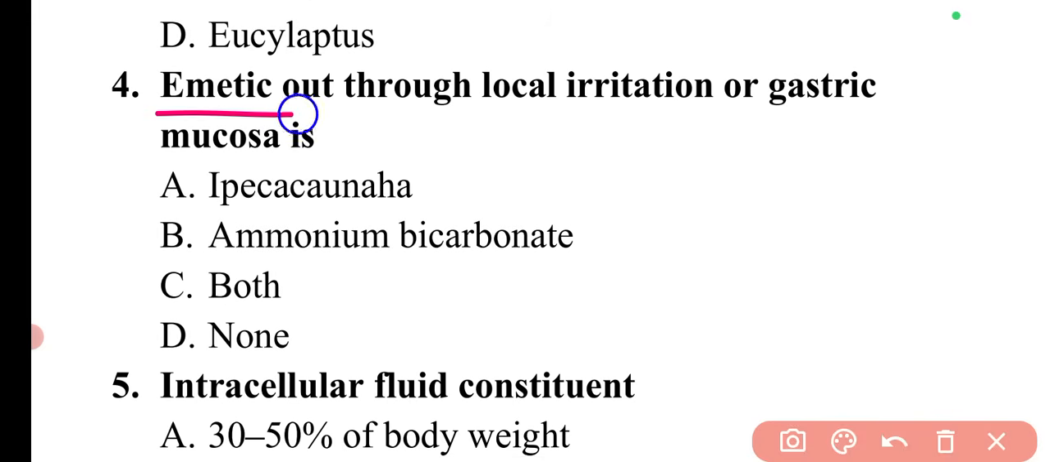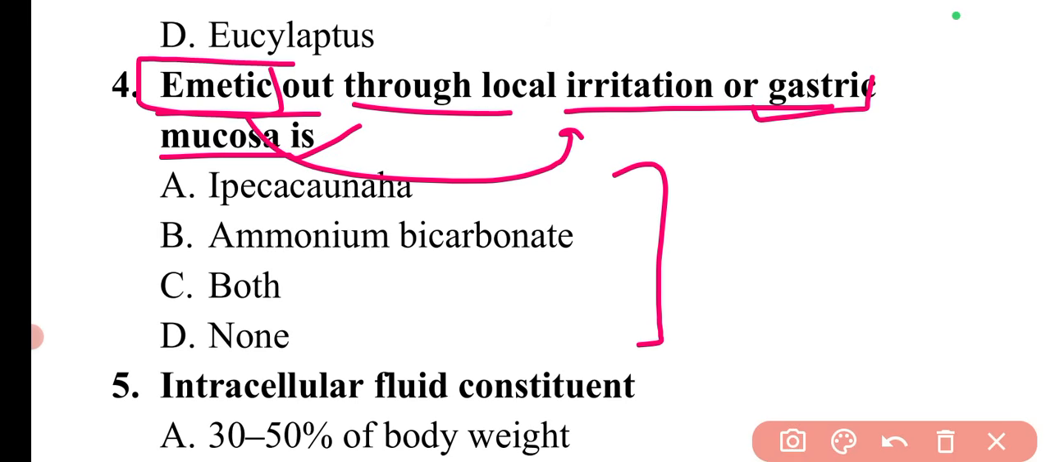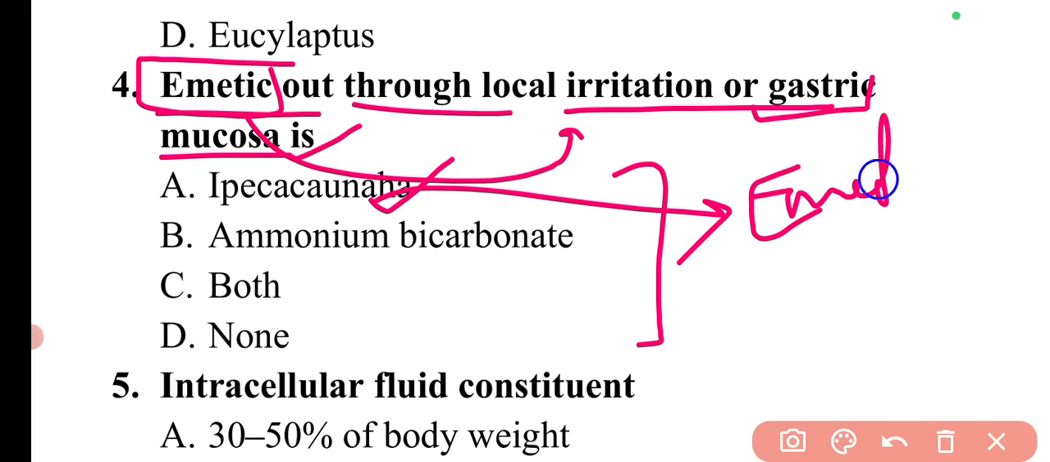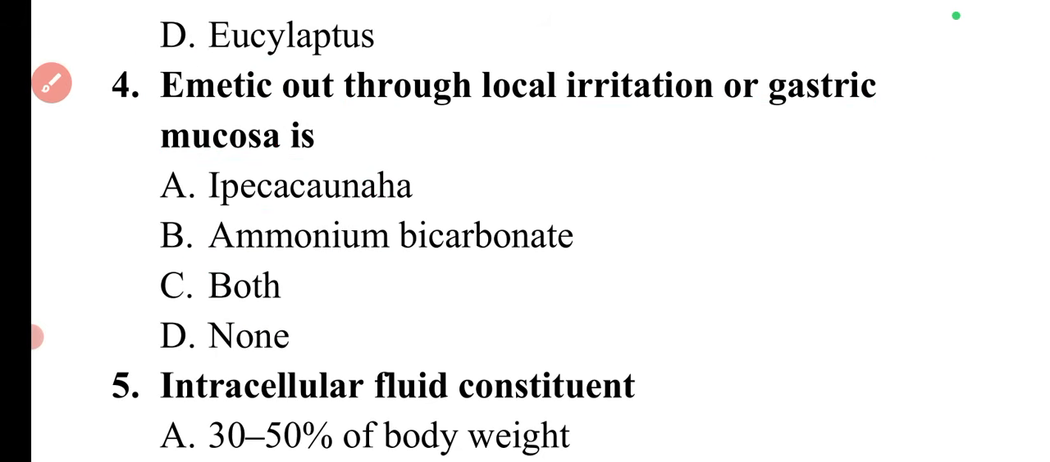Next question is, the emetic which acts through local irritation of gastric mucosa is. So which compound is used as an emetic which acts through local irritation of gastric mucosa? Here ipecacuanha is used as an emetic, because in ipecacuanha, as you have studied in the pharmacognosy part, there is emetine present. This emetine behaves as an emetic. Then ammonium bicarbonate is also used as an emetic. So here option C, both, is the correct answer.